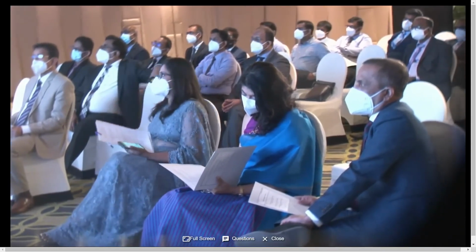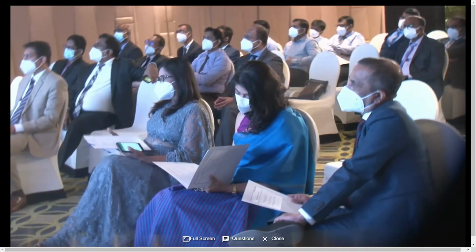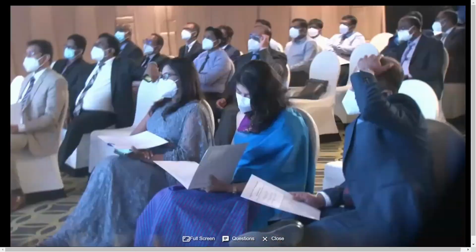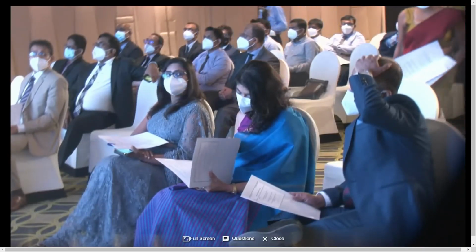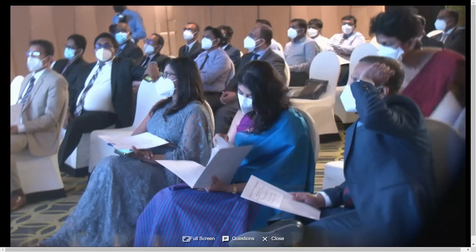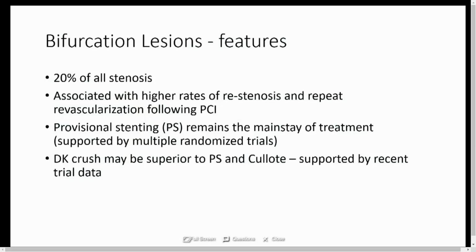Okay, good afternoon. To give a basic introduction to bifurcation lesions: essentially, bifurcation lesions are 20% of all stenosis. It's also known that they are associated with a higher rate of restenosis and repeat revascularization following PCI. So provisional stenting still remains the mainstay of treatment, and this has been supported by multiple randomized trials. However, recent trial data has shown that in certain instances, DK crush may be superior to provisional stenting and culotte.